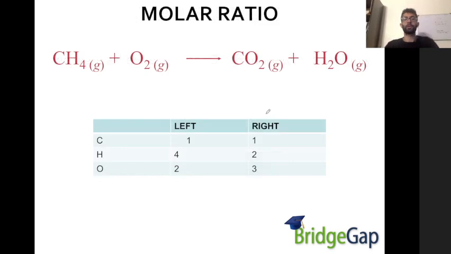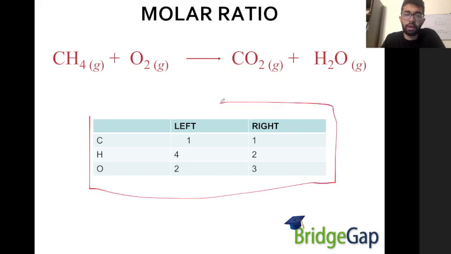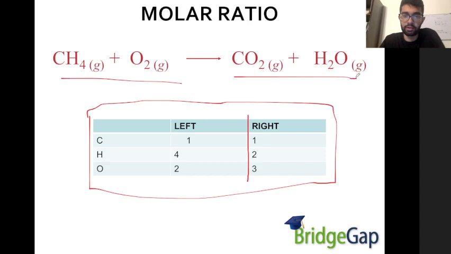Now let's get on to our next topic, and that is the molar ratio. And so the molar ratio is really figured out by balancing equations. And the way I like to start off with balancing is I make a table such as this, where I divide everything into the left and right, as you can see over here. The left side represents the reactants and the right side represents the products. And then I like to split everything into the different elements.